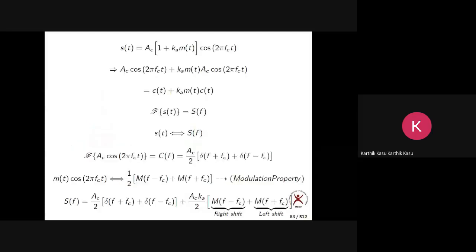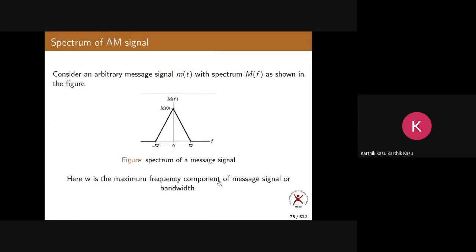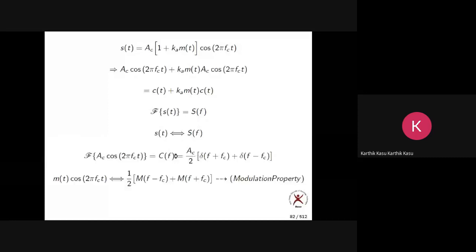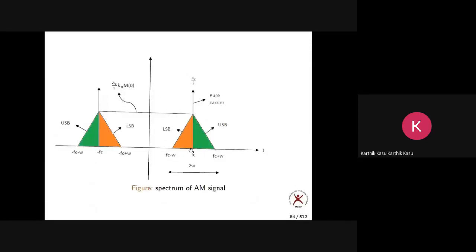But you must remember this equation. The spectrum will be shifted to the right side by Fc and to the left side by Fc. At the same time, we have impulses at Fc and at minus Fc. So this is the spectrum you must remember. That is the meaning of modulation. What does modulation mean? Frequency translation. Before modulation, this is centered around what frequency? 0. Here it is centered around FC.